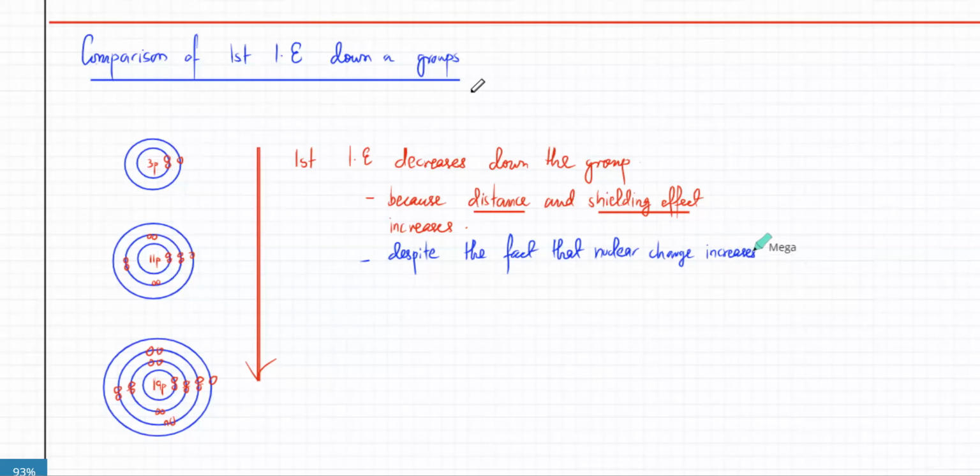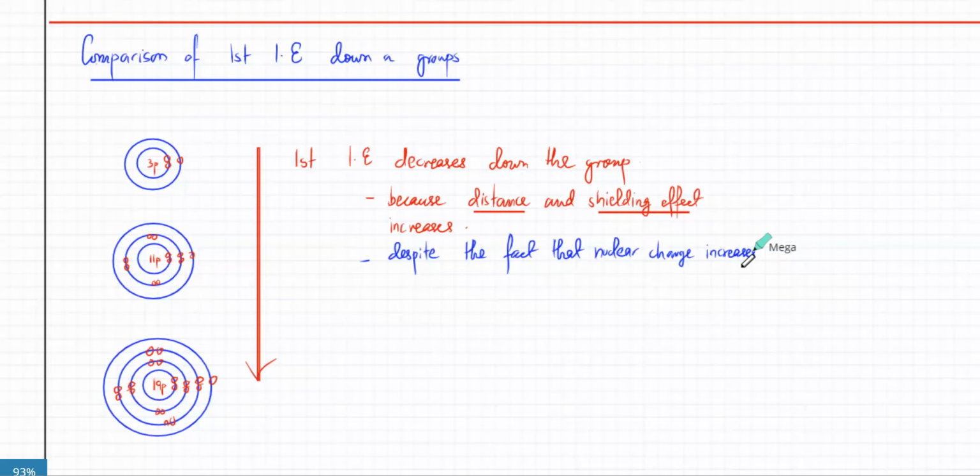So this is the 3 or 4 mark question that you typically get about elements and their first ionization energy comparison down the group. It becomes easier. The electron is further away, more shielded. So it becomes easier to remove electrons, but despite the fact that the protons are increasing. So is this clear?